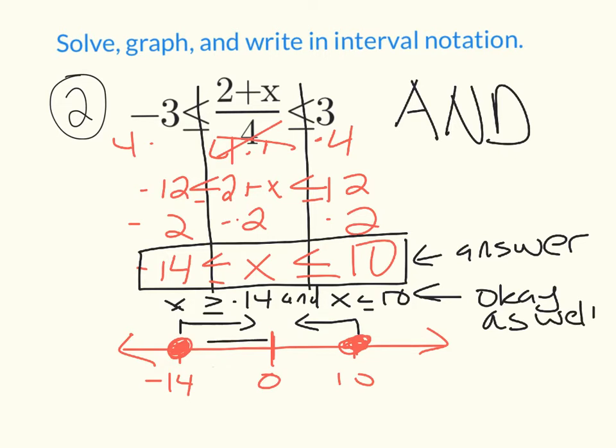All right, so I shade that in, and we do our interval notation. Well, our interval is much smaller. It's between two numbers. It starts at negative 14 and ends at 10. Both are closed, so we use brackets.